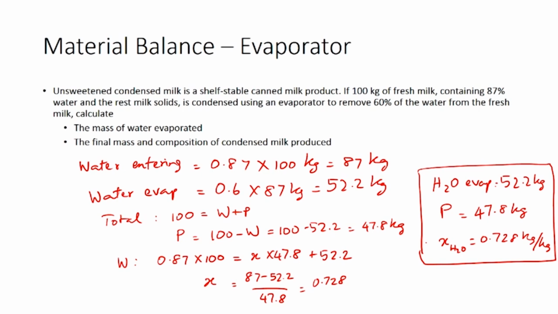Substituting all these values, we have calculated the value for x, and finally, we understand the amount of water that has been evaporated and the amount of product which has been formed and the concentration of water in the condensed product. I hope you were able to follow this problem without much difficulty. So, we will move on to the next concept.